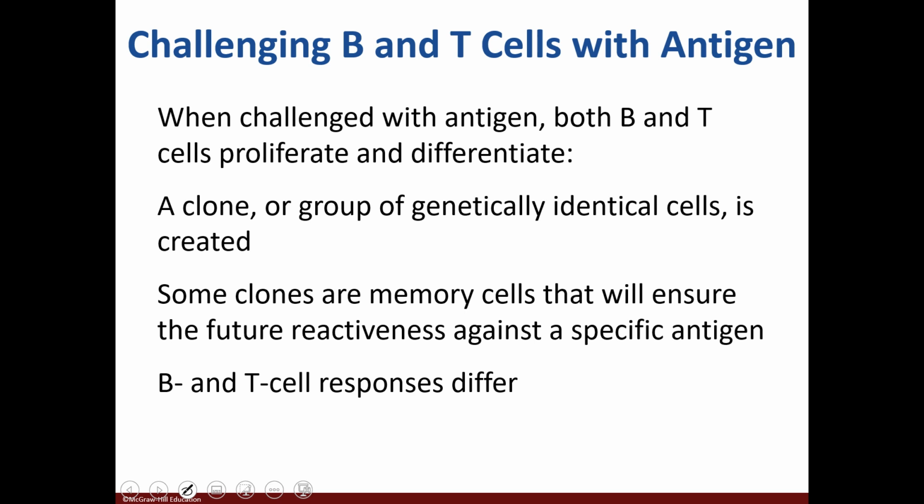Once a lymphocyte encounters an antigen and is challenged by it, it makes copies of itself and transforms into different cell types. The cells that are produced are all genetically identical and will all respond to the same antigen. Throughout the differentiation process, memory cells are also generated. The lymphocytes will differ in their responses.